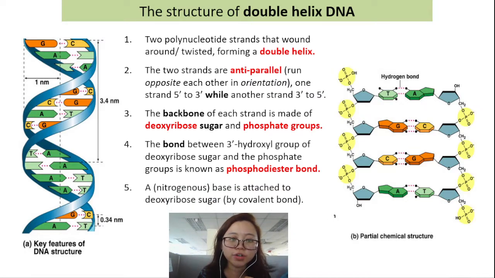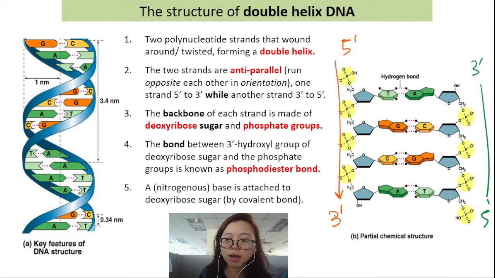Let us look at what that arrangement is. So according to Watson and Crick, DNA exists as two polynucleotide strands that wound around or are twisted, forming a double helix. So pertama kali diorang cakap DNA ini terdiri daripada dua utas DNA dan dia akan terbelit. Okay, it winds around each other, forming a double helix. So ini adalah double helix. Watson and Crick said the two strands are anti-parallel, which is they run opposite each other in orientation. One strand is 5' to 3', while another strand 3' to 5'. So if we look at the arrow here, this end will be 5' to 3', and this end is 3' to 5'.